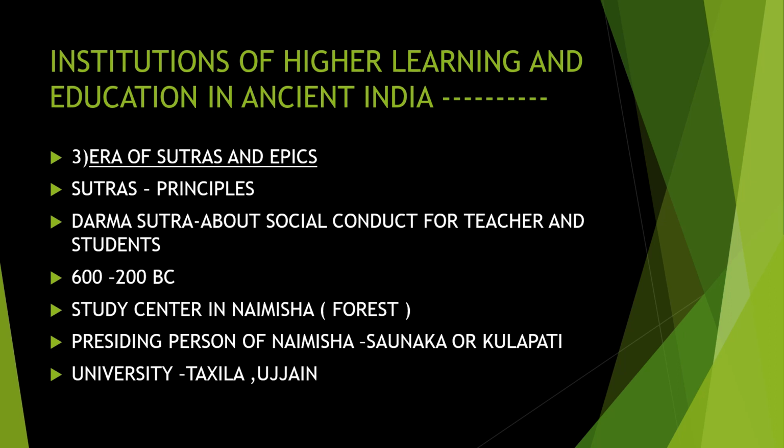The main universities during this era are Takshila and Ujjain. These are the two main universities during that age. So I think you get an idea about the era of Sutra: studying different principles is what is happening in the era of Sutra. It is centered on the forest area, and the person who looks after all this is known as Kulapati or Saunaka.